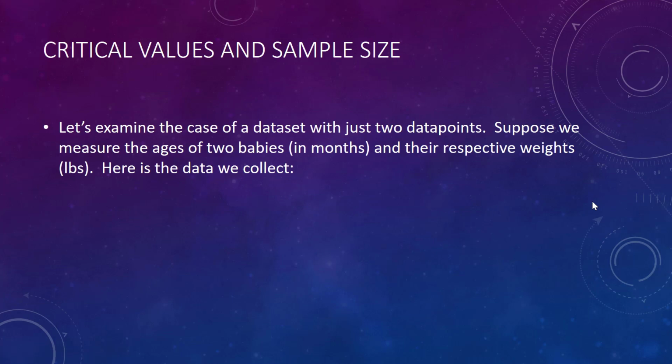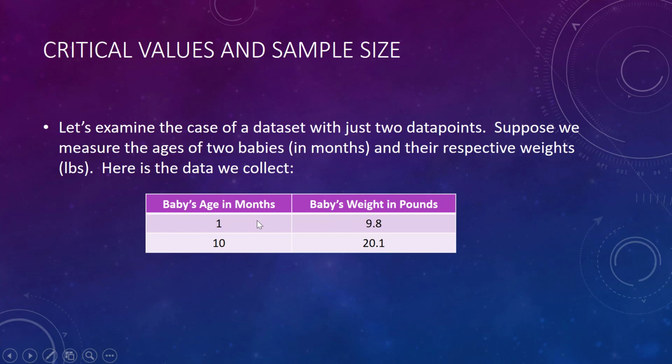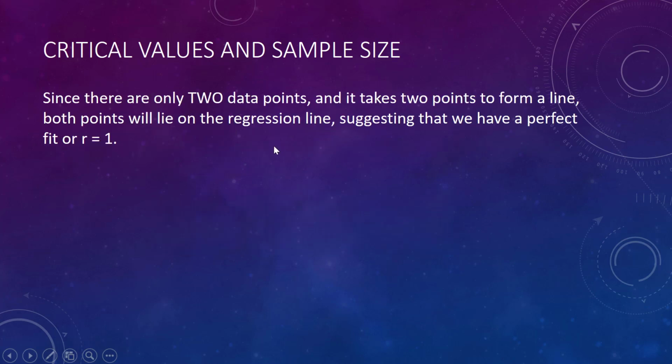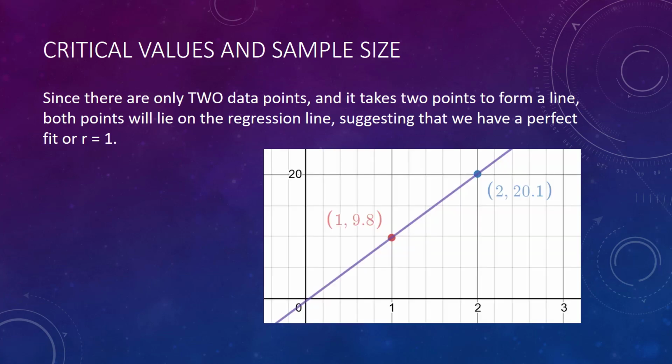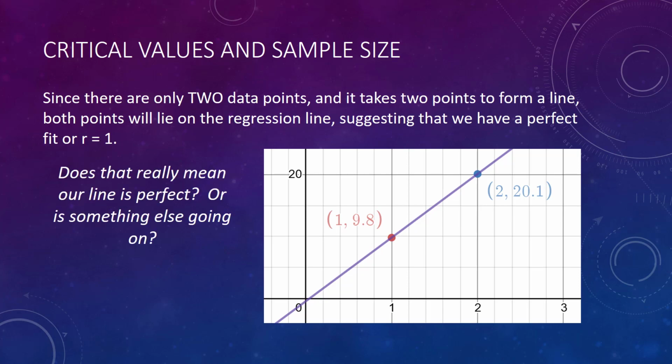Let's examine the case of a dataset with just 2 data points. Suppose we measure the ages of 2 babies in months and their respective weights in pounds. Here's the data we collect. A baby who is 1 month old weighs 9.8 pounds, and a baby who is 10 months old weighs 20.1 pounds. Since there are only 2 data points, and it takes 2 data points to form a line, both of these points will lie exactly on the regression line, suggesting that we have a perfect fit, or r equals 1. Does that really mean that we have a perfect model or a perfect line, or is something else going on?